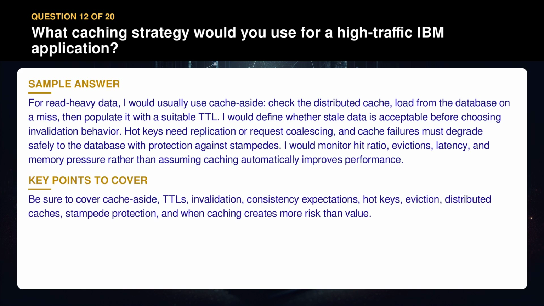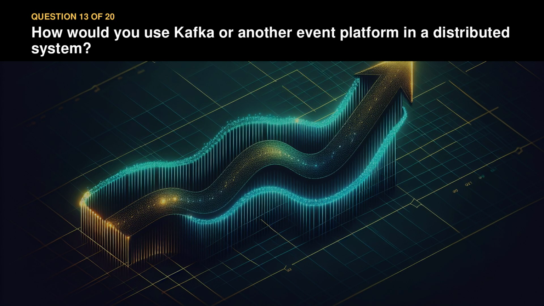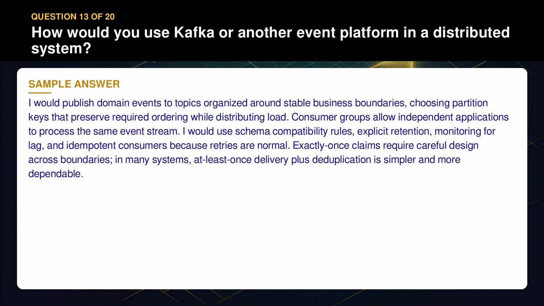Be sure to cover cache aside, TTLs, invalidation, consistency expectations, hot keys, eviction, distributed caches, stampede protection, and when caching creates more risk than value. Question 13. How would you use Kafka or another event platform in a distributed system? I would publish domain events to topics organized around stable business boundaries, choosing partition keys that preserve required ordering while distributing load. Consumer groups allow independent applications to process the same event stream.